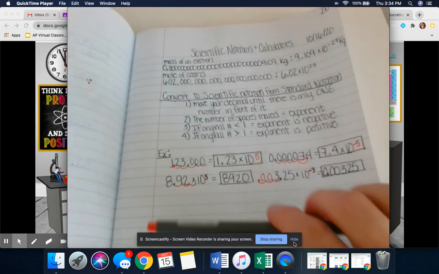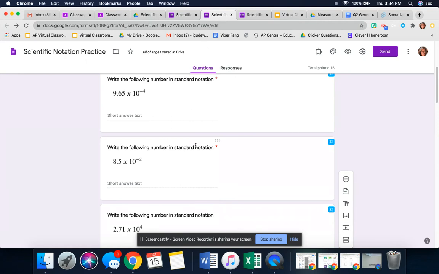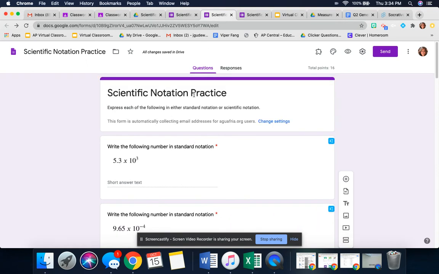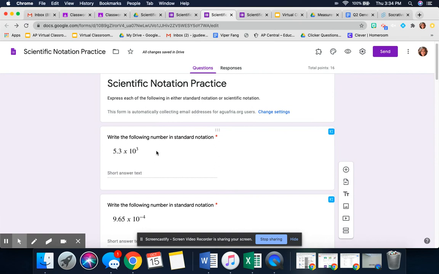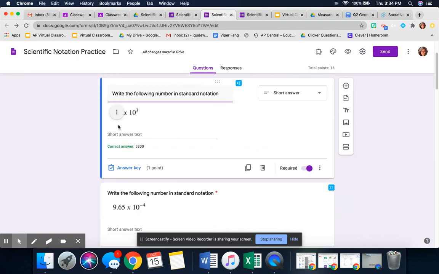Okay, so we're going to pause the notes here. We will come back when we talk about scientific calculators, but what I want you to do right now is you were assigned a Google Form, and it's titled Scientific Notation Practice. So I want to show you how I expect you to do this by giving you a free answer. This first one is write the following number in standard notation. So you've got 5.3 times 10 to the third. Standard notation means that I would type in the right answer.